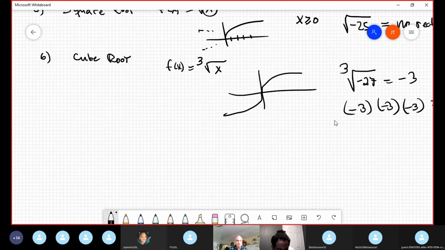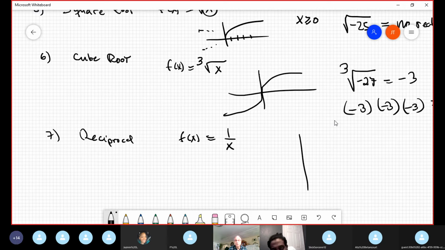Well, number 7 is a reciprocal. Reciprocal is flip over, no? 1 over x. And for the reciprocal, the graph looks like that. Because the only restriction that we have is not 0. The denominator cannot be 0. So in other words, the domain for the reciprocal function is all real numbers except 0. 0 is the only bad guy that we have here.